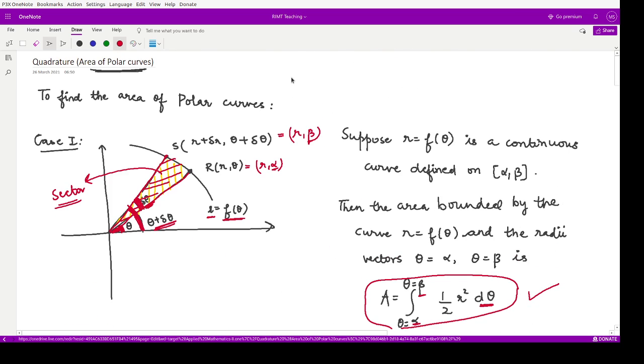So this is all about quadrature and how we can find this area. Firstly, we studied Cartesian curves. Then we saw how to calculate the area for parametric curves. And then in this particular lecture we have also seen how to calculate this area for polar curves. So if you have any doubts, you can ask me.